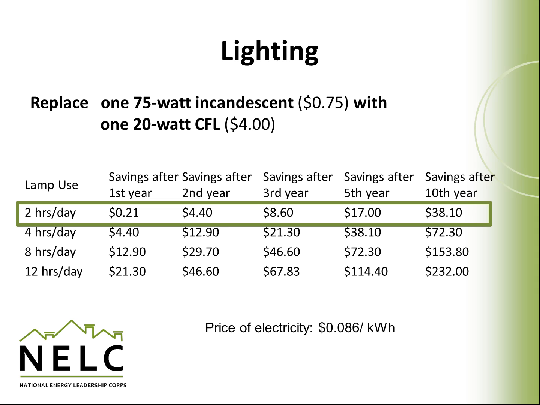Notice that if the light bulb is only used for 2 hours a day, the level of savings over a number of years is not that impressive. However, if the bulb is used in a high use space for 4 to 12 hours a day, it can actually pay for itself very quickly over the first year. As a result, lighting upgrades should really be targeted at locations where homeowners spend most of their time.